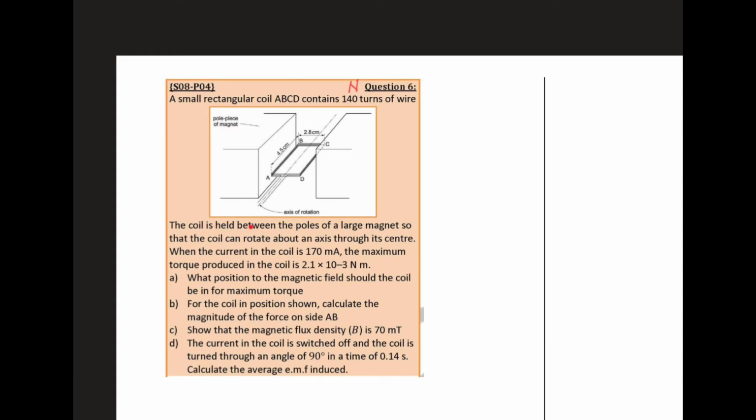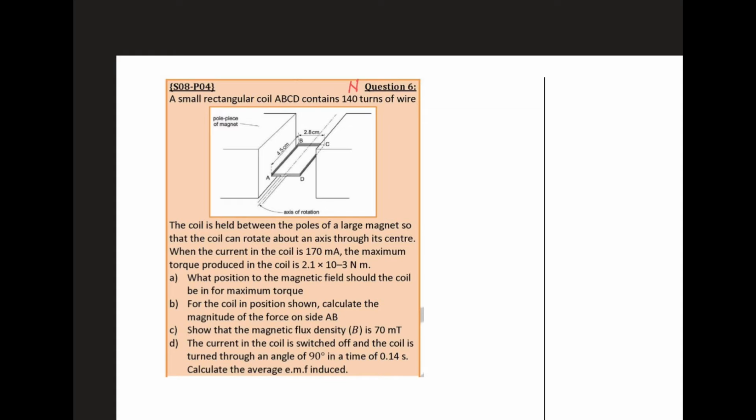The coil is held between the poles of a large magnet so that the coil can rotate about an axis through its center. So the axis is given here. This is the axis, the middle one. So it's rotating. So how does it rotate? Two possible ways, either clockwise or anti-clockwise. So we don't know which way they are rotating.